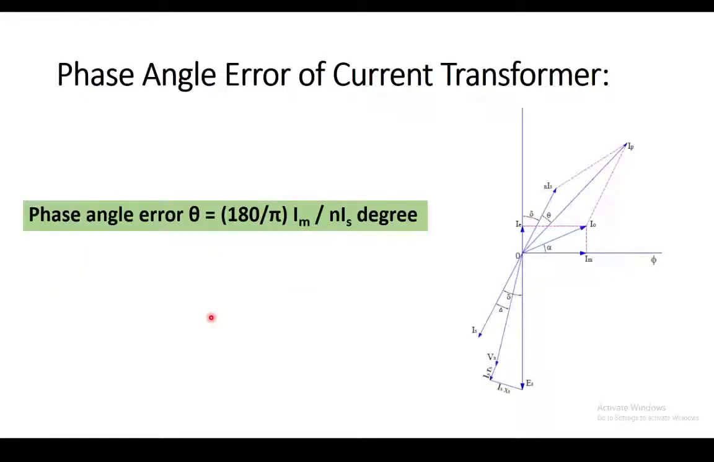So next is the phase angle error of a current transformer. The formula here is the magnetizing current all over the reflected secondary winding current. Since the required answer is in degrees, we include 180 over pi so it is easier for us. The 180 over pi is already included in the formula so we directly get the degree value of the phase angle error.